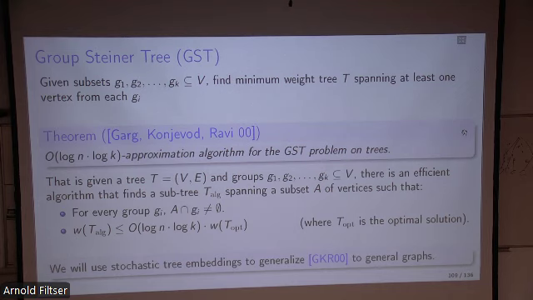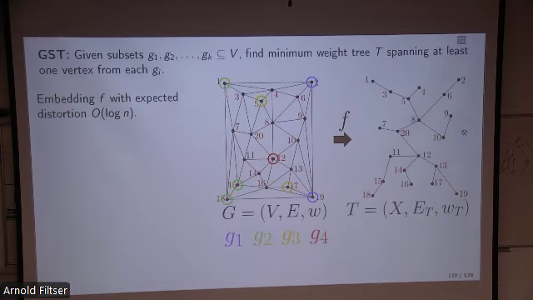And we will use stochastic tree embeddings to generalize the Garg et al. result. So this is the picture. We're given k subsets, G1, G2, up to Gk, and the goal is to find a minimum weight tree spanning at least one vertex from any group Gi. So suppose this is the instance: we have 4 groups, and we have some graph, and these are the groups.